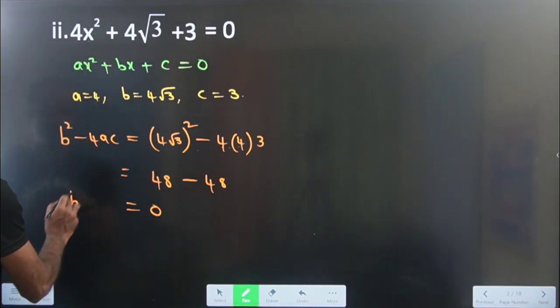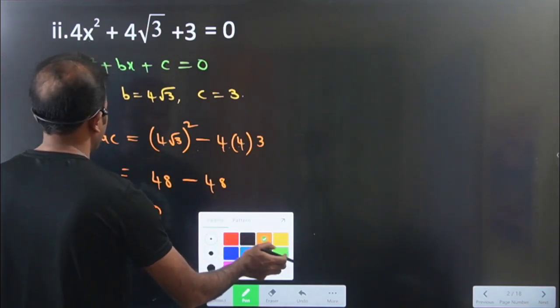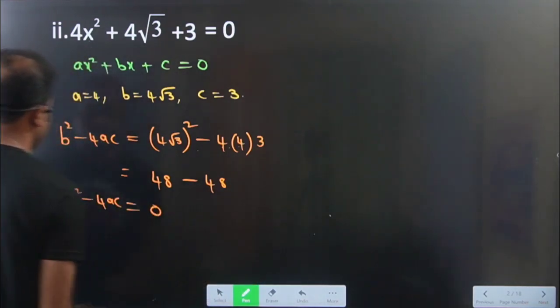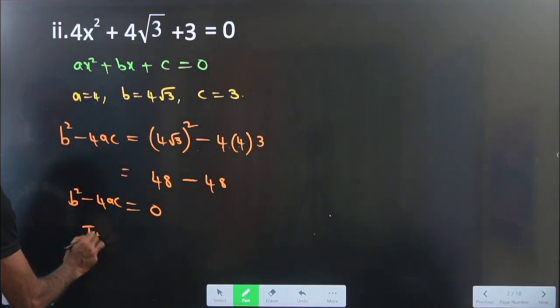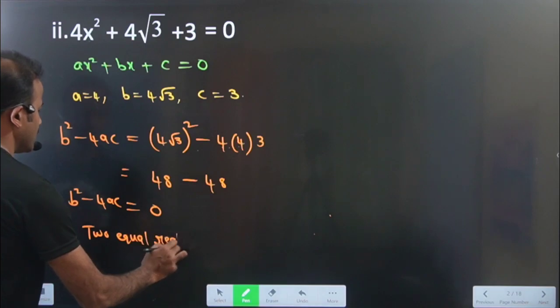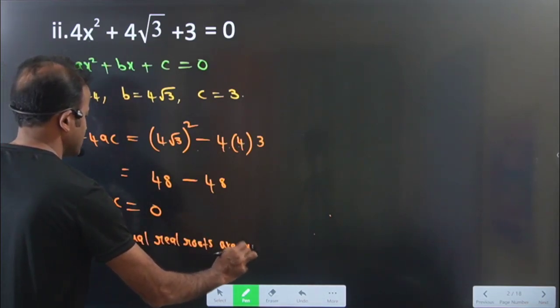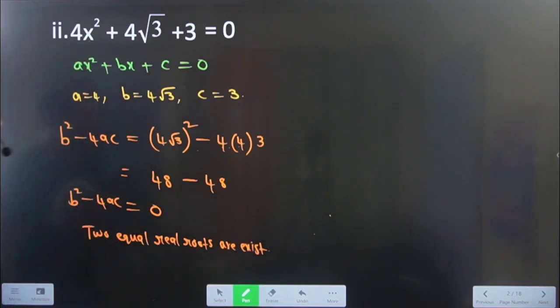That means if b square minus 4ac value is 0, what is the nature of the roots? Yes, what is the nature of the roots? Two equal real roots exist.